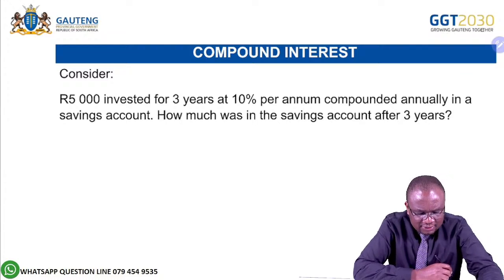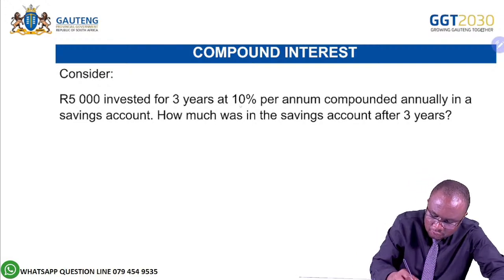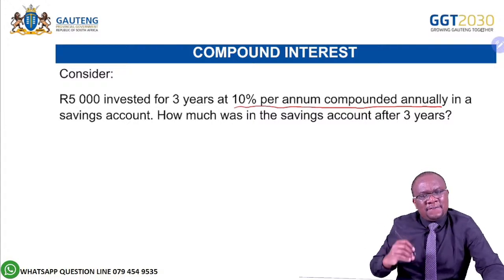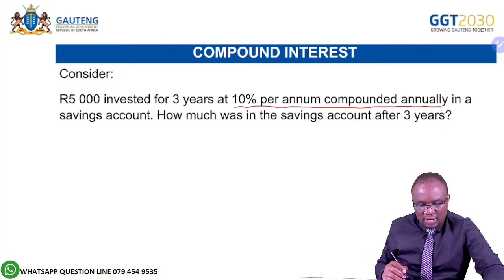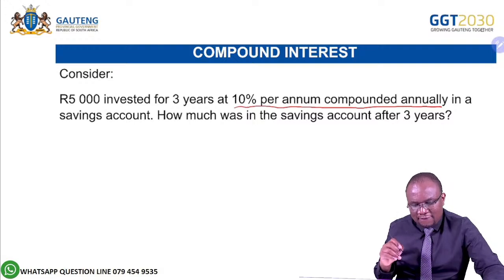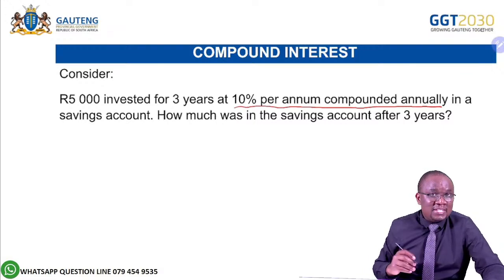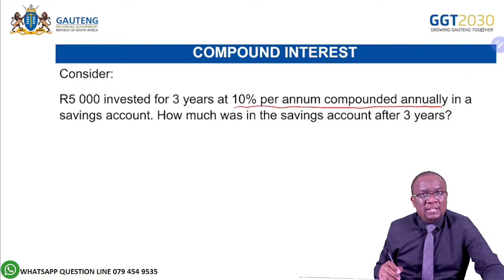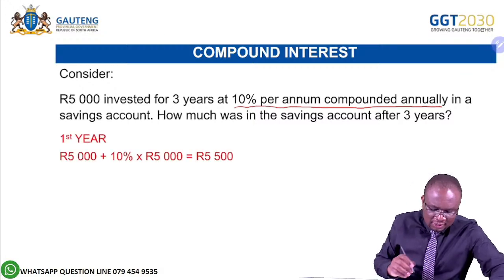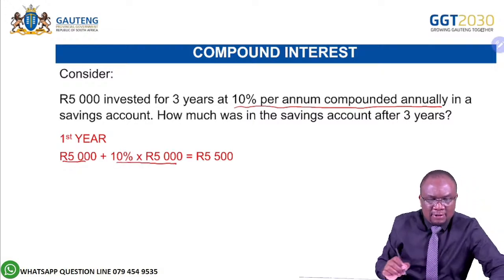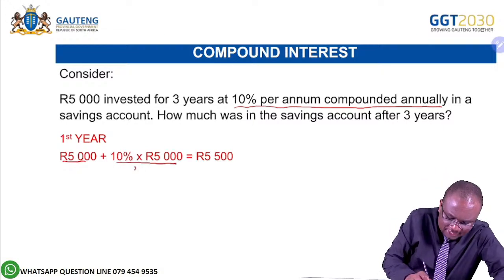Consider 5,000 Rand invested for 3 years at 10% per annum compounded annually. It means interest is added every year in a savings account. How much was in the savings account after 3 years? Let's calculate for the first year, second year, third year, just like we did for simple interest. First year is 5,000 plus 10% of 5,000, which is 500 Rand.